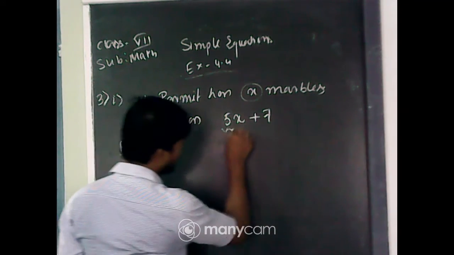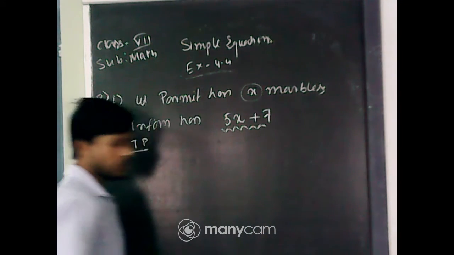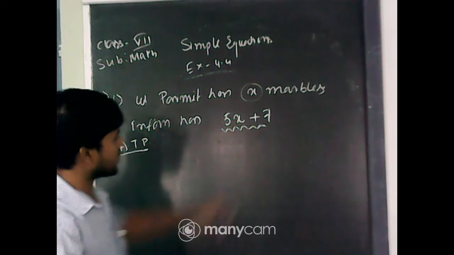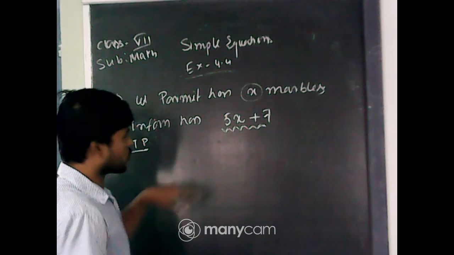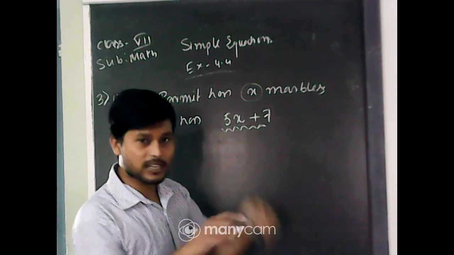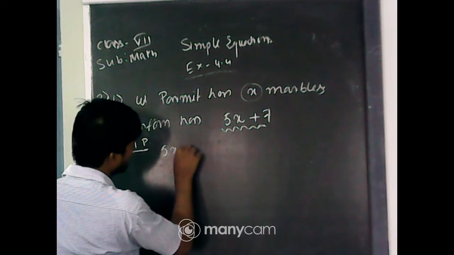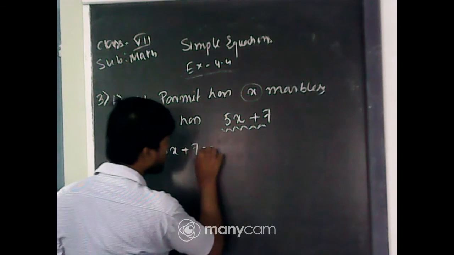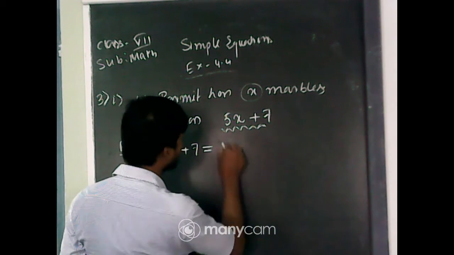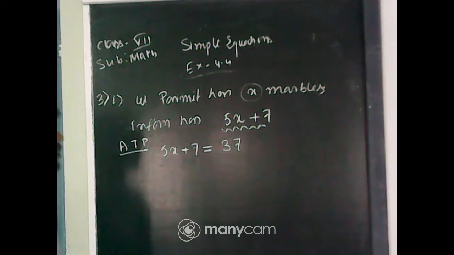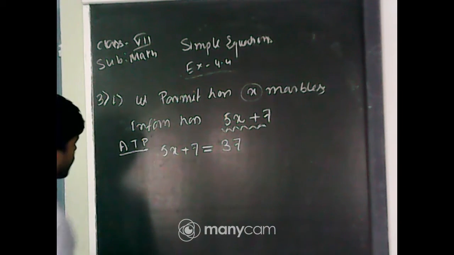Now according to the problem, this is the number of marbles Irfan has, but in your question it is given that the number of marbles Irfan has is equal to 37. So this quantity and 37 must be equal. So according to the problem, 5x plus 7 must be equal to 37. Now our equation is ready. We have to solve it. Okay, so let's solve it.